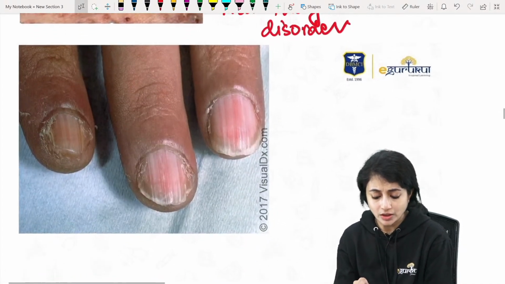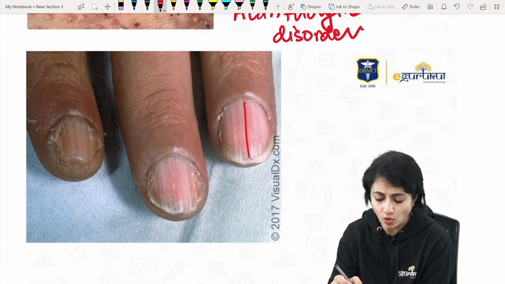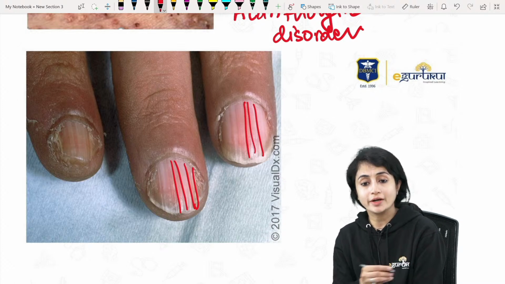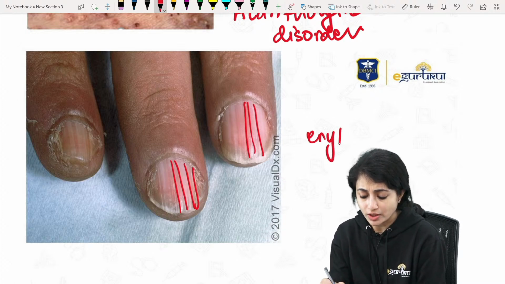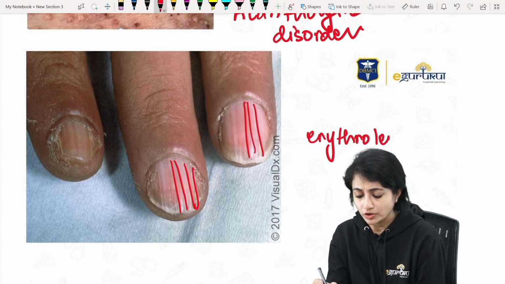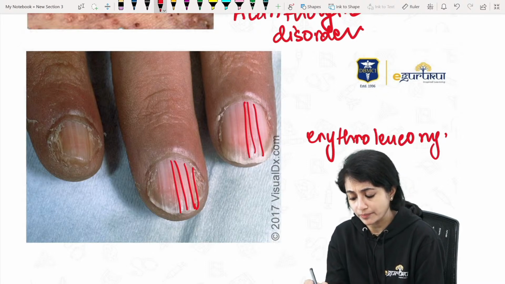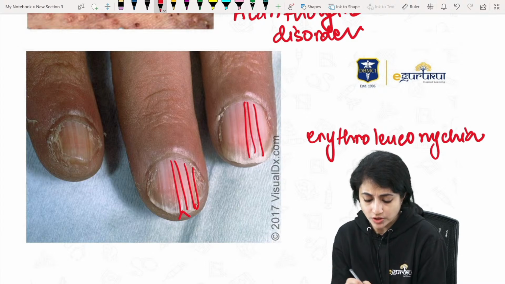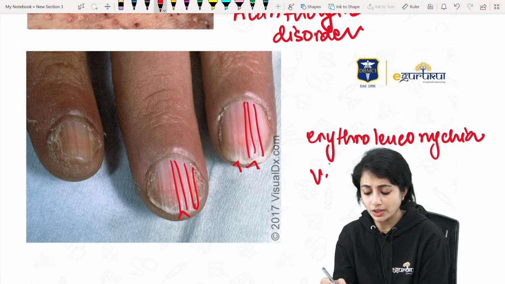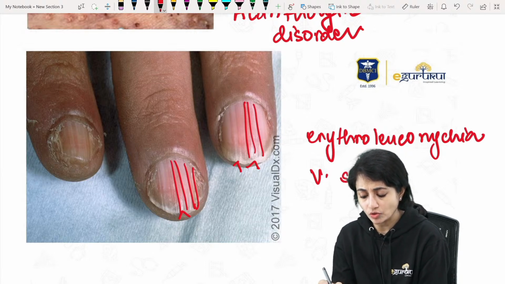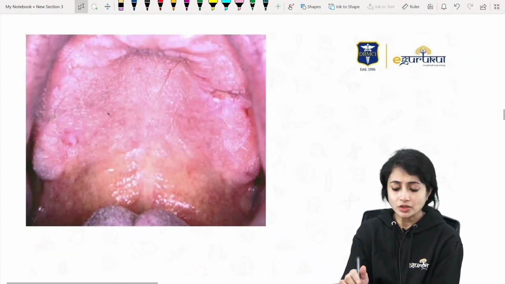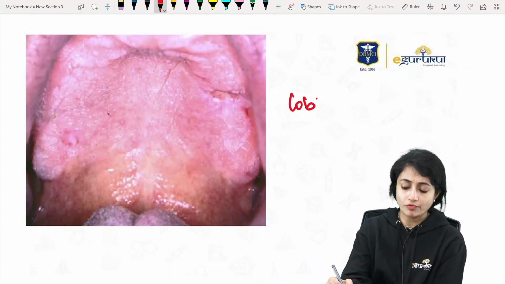Then if you look at the nails of these patients, you have longitudinal red and white lines, which is called erythroleukonychia. And you also see a notch at the free edge of the nail plate. This is called V sign or notch sign. Then if you look at the palate, you see cobblestoning of the palate.